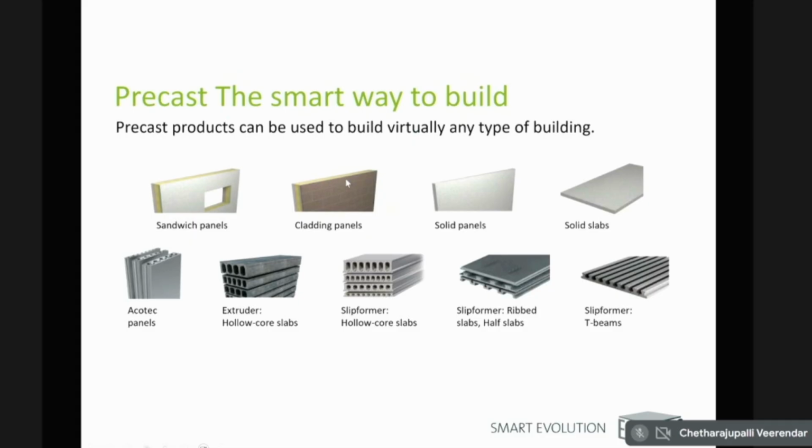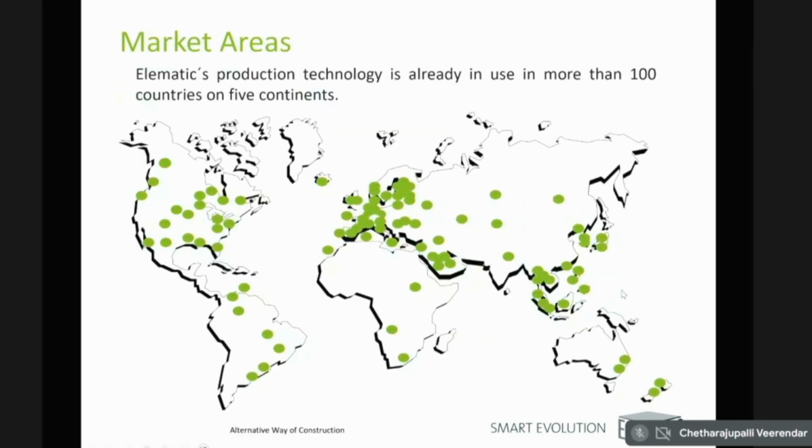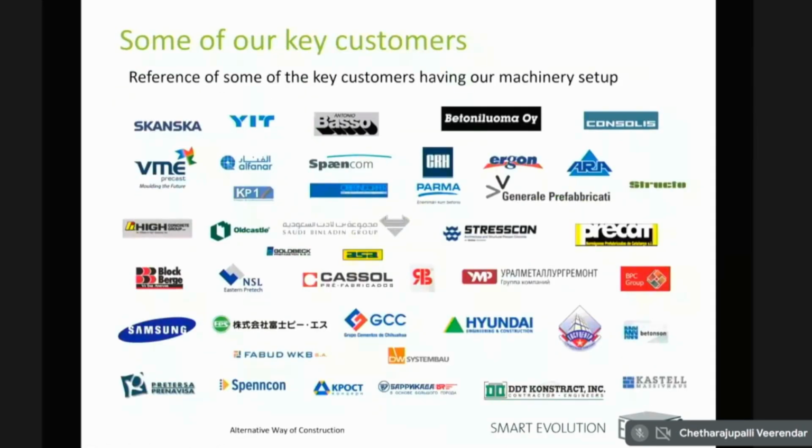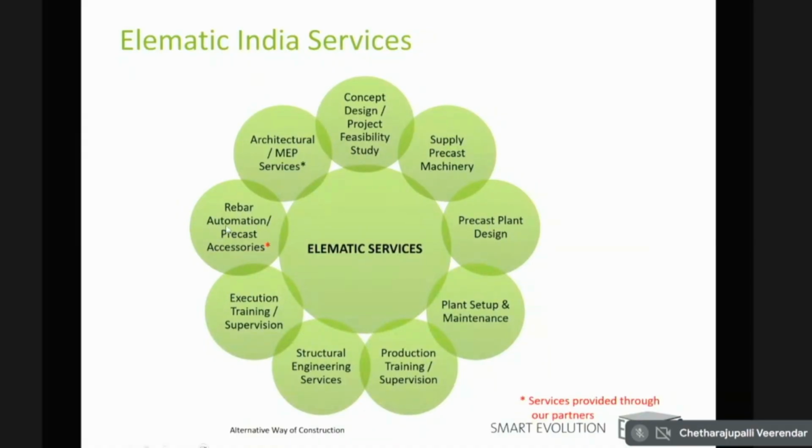So coming back to what all you can produce in a factory: you can produce a sandwich wall panel, cladding panels, solid slabs, Ecotech panels, extruded hollow core slabs, ribbed slabs, slip form T-beams. So the variety is endless. So this is our market area. And coming back to the services that are required for doing a precast construction, they are all listed here. I think in your workshop you would have already reached out to some of them.